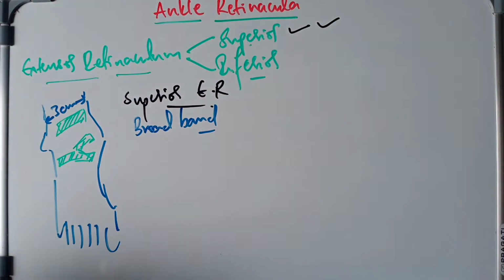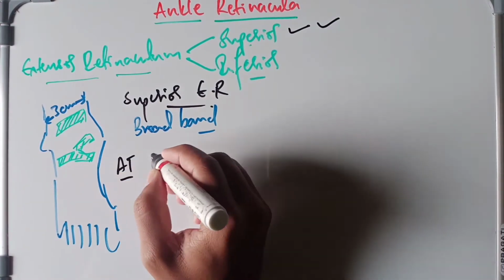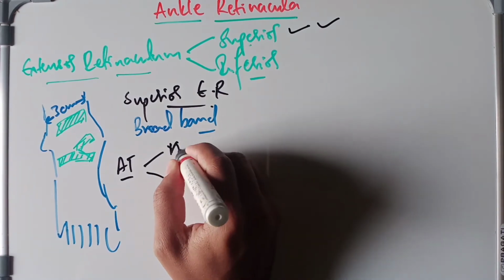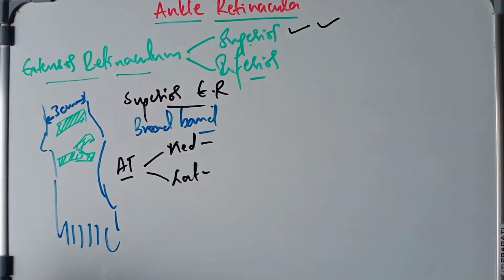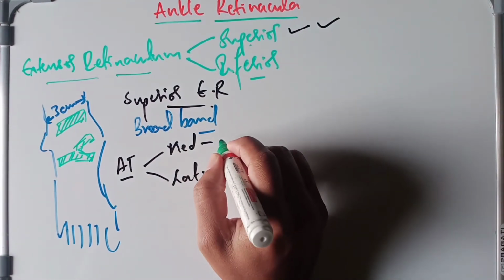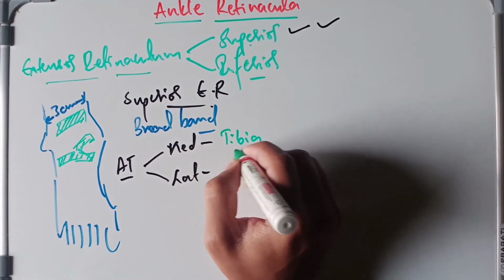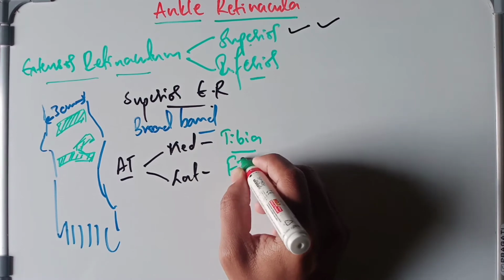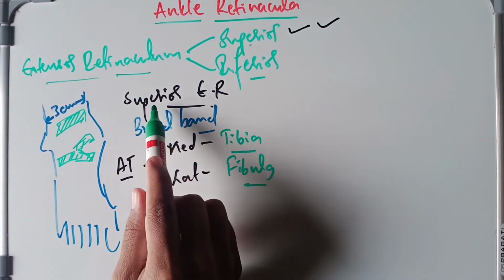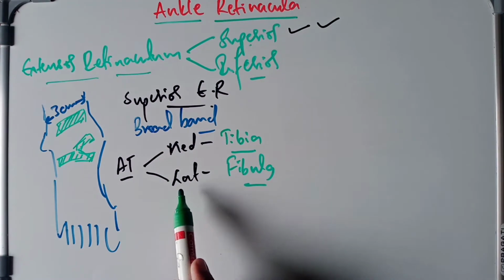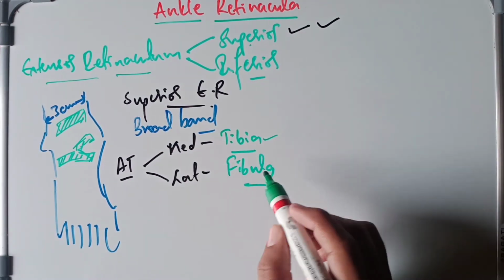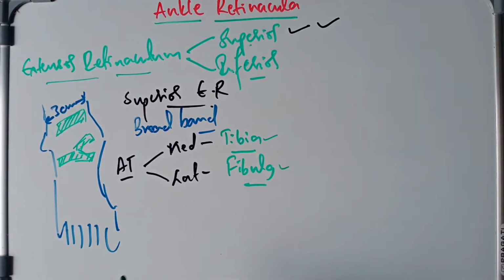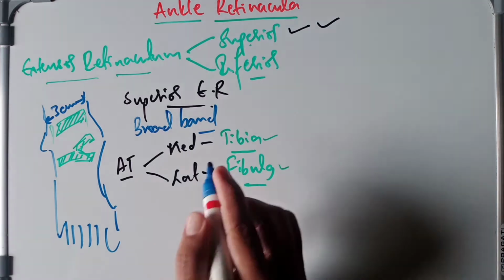And what are the different attachments we are going to find? We have the medial as well as the lateral attachment. Medially it is attached to the anterior border of the tibia, and laterally it is attached to the anterior border of the fibula. So the attachments of the superior extensor retinaculum are medially to the tibia and laterally to the fibula, both of them anterior borders. So this is about the attachments of the superior extensor retinaculum.